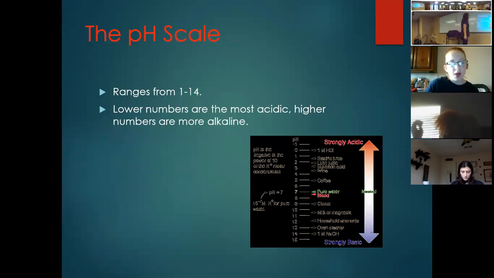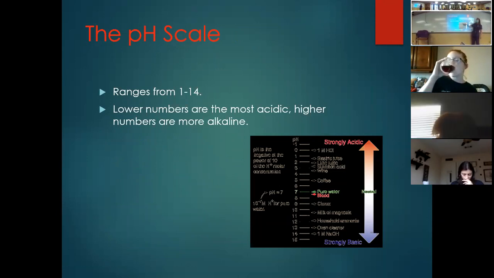Here's the pH scale. The pH scale ranges from 1 to 14. Lower numbers are more acidic. So here we have a 0. I know you can't read it here, but I'll explain. The 0 is hydrochloric acid. So the lower the number, the more acidic it is. The higher the number, the more basic it is.